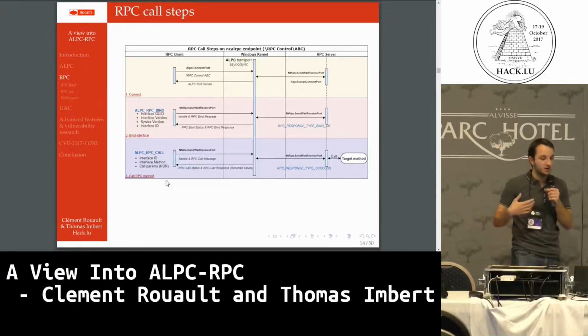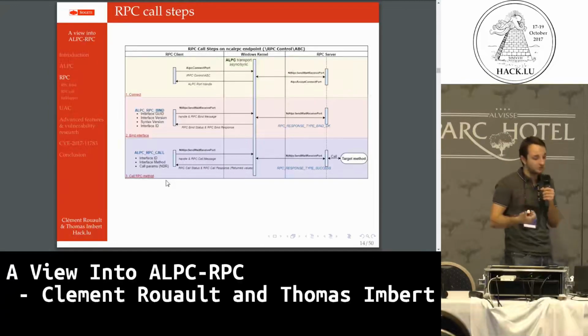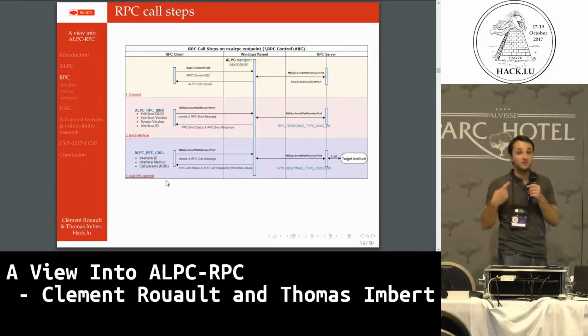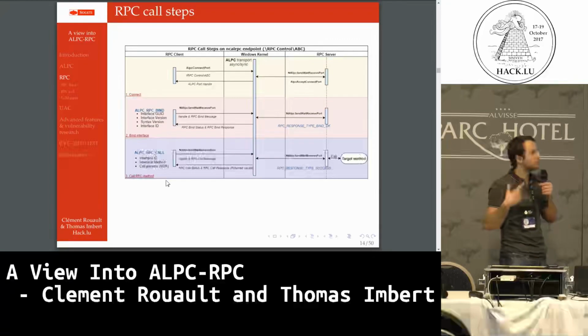For an RPC call, you need the interface ID you just bound to, of course. You need the number of the method of the interface you want to call. So the first one, the second one, whatever.